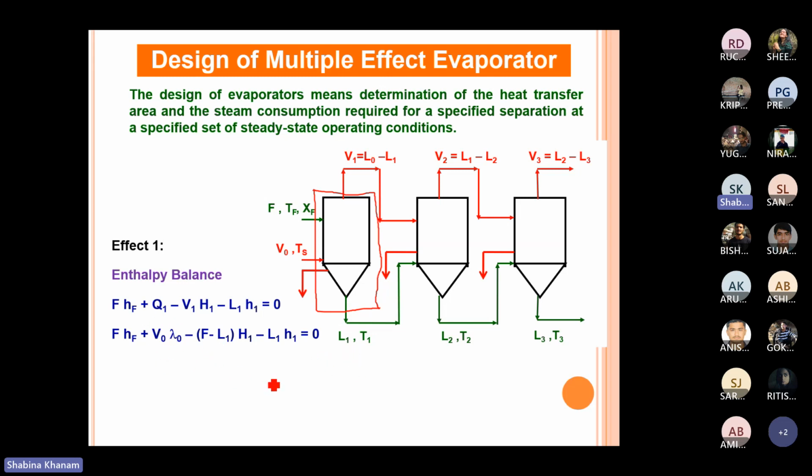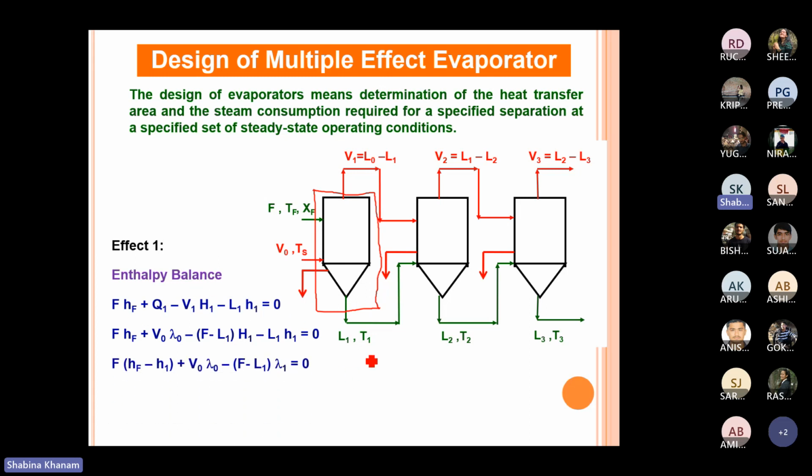Because enthalpy of vapor is enthalpy of liquid plus latent heat, only latent heat will be available over here, and the rest will be cancelled out. You can do that and resolve on your own. Further, V1 we have replaced with F minus L1, it should not be L naught. F minus L1, that should be V1, minus L1 H1, right?